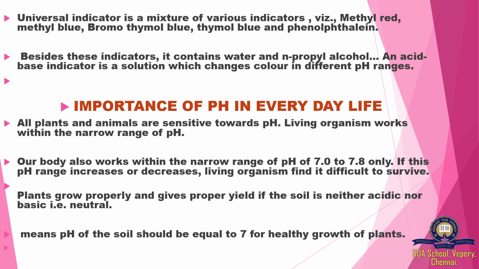Plants grow properly and give proper yield if the soil is neither acidic nor basic. Actually, when the soil is neutral, only then can we get a good yield. It means the pH of the soil should be equal to 7 for healthy growth of plants. Yes, neutral land gives healthy plants, which are very good for living organisms to consume.